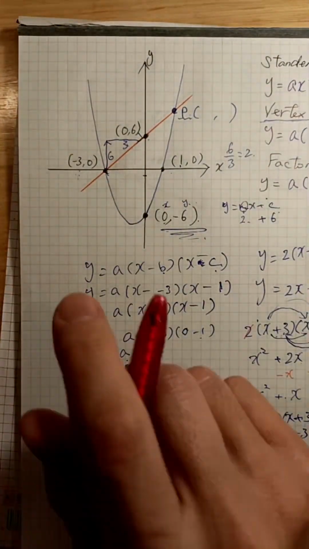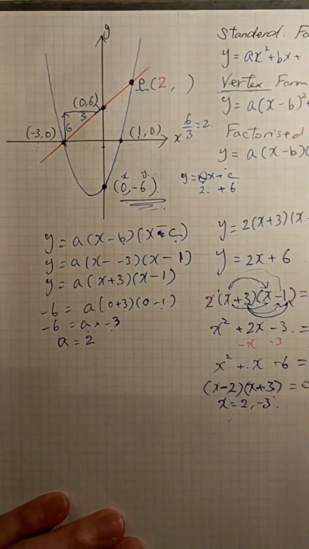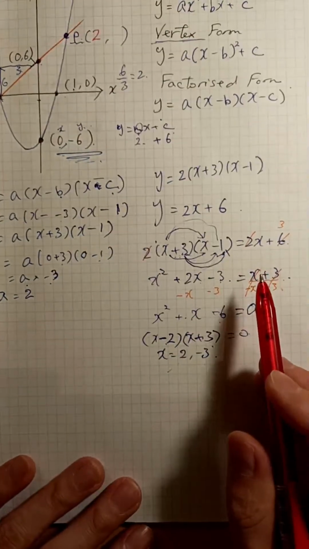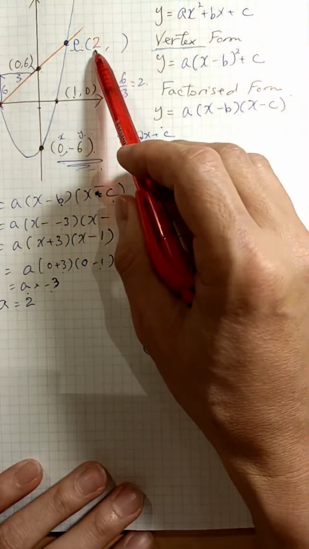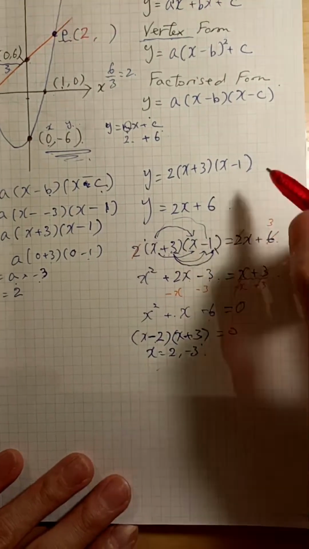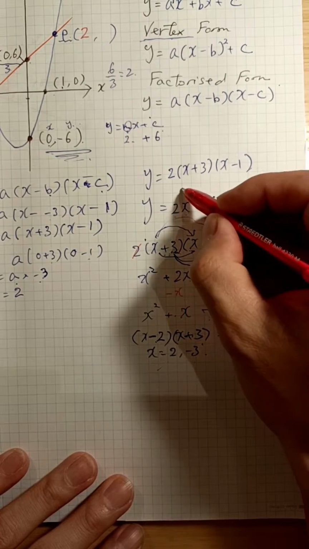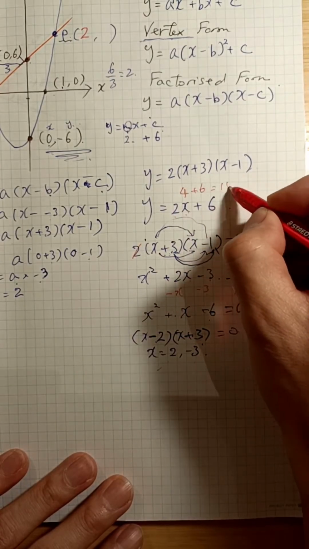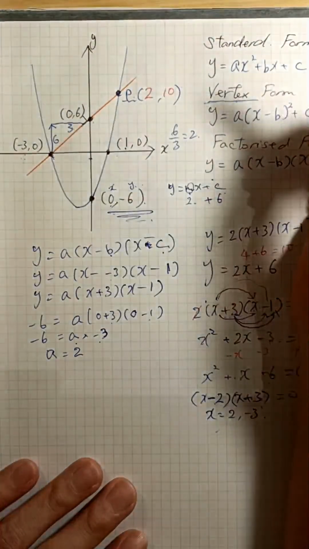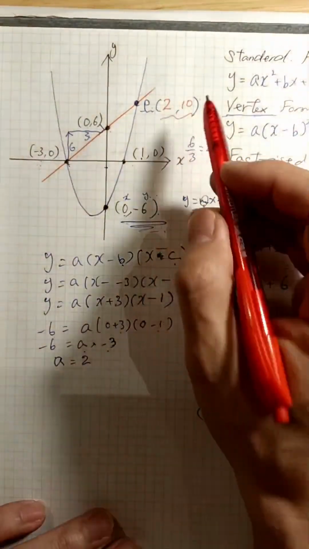So let's change the color. This is 2, okay? And then how can you figure out the y value? You simply put the x value in here so that you can find the y value, okay? If you plug 2 instead of x, 2 times 2 is 4, plus 6 equals 10, isn't it? So this is 10, okay? So the answer is p equals 2 and 10, okay?